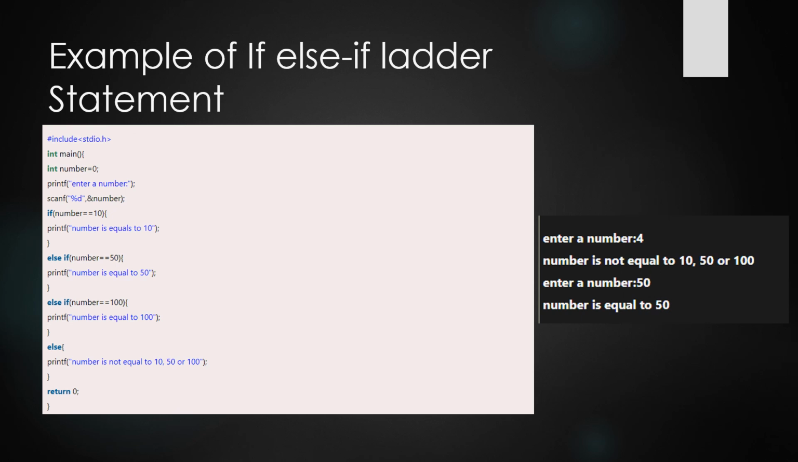We can see the output in the next image. When we enter a number 4, then the output would be number is not equal to 10, 50 or 100. And if we enter a number as 50, then the output would be number is equal to 50.